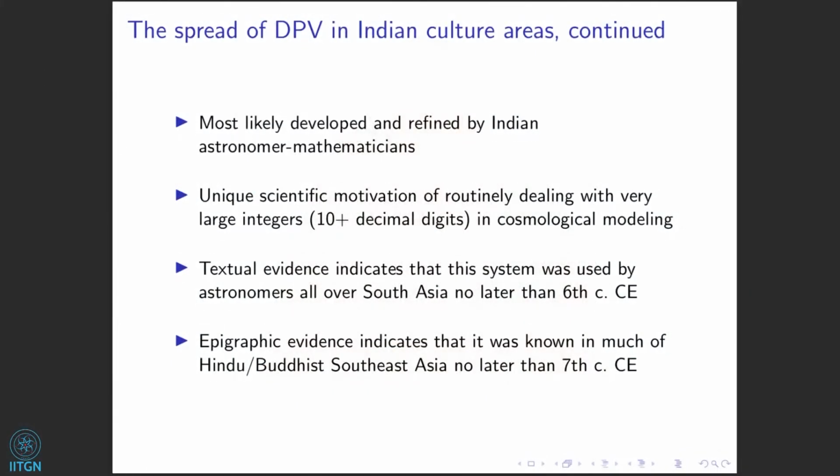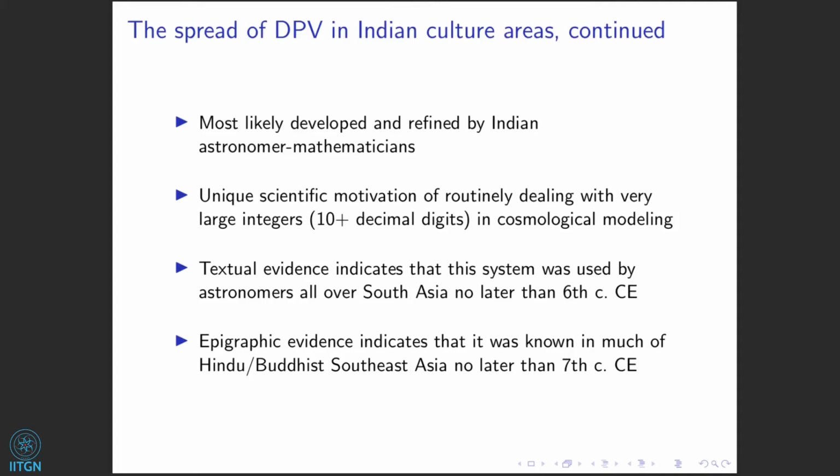Continuing our reconstructed narrative here, it seems most likely, just based on what texts these numbers show up in, that they were developed and refined by Indian astronomer mathematicians, Jyotishis, people working on questions of how to do computations specifically for calendric, astronomical, and astrological problems. And again, we're stuck with speculation here, but it seems like a reasonable inference. Why did this happen in India?